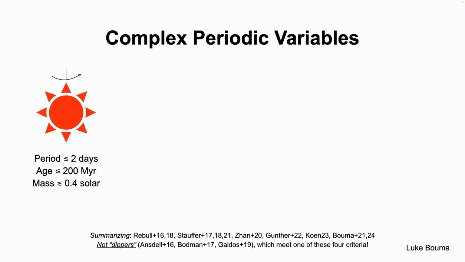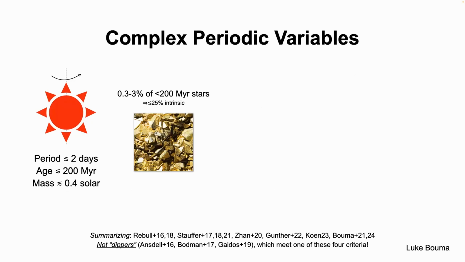So the complex periodic variables are almost always short period. They have ages below about 200 million years, and they're all M dwarfs. Masses below about 40% of the Sun. So that's important for a couple of reasons. It has connections to stellar astrophysics. It also has connections to exoplanetary science. Planets are common around stars with this mass range.